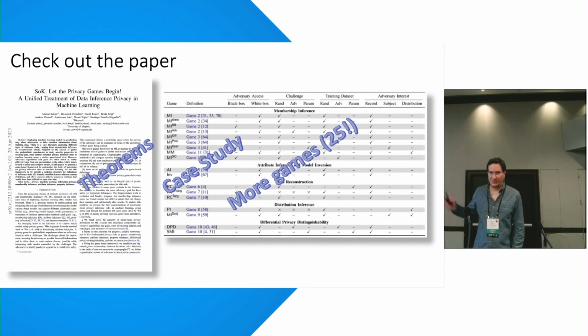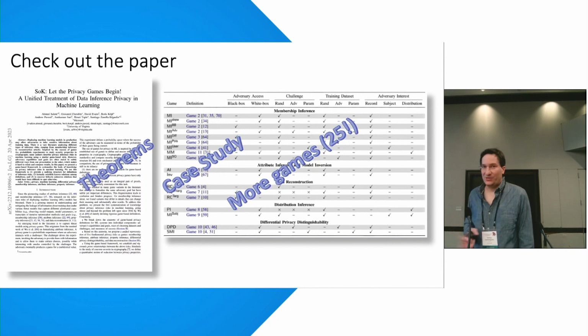So please, I invite you to check out the paper for theorems and proofs for all these relations. Also, a more elaborate case study using a game hopping technique to structure a proof that reduces one newly introduced notion of membership inference to property inference and the usual notion of membership inference. So in total, we have more than 25 games in the paper.